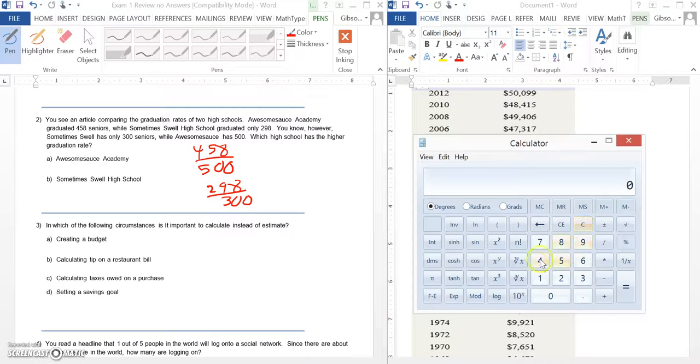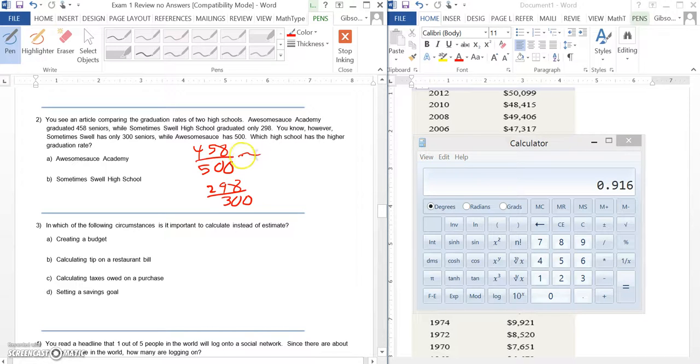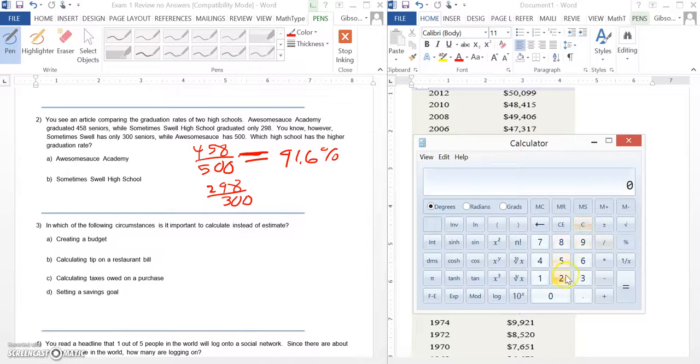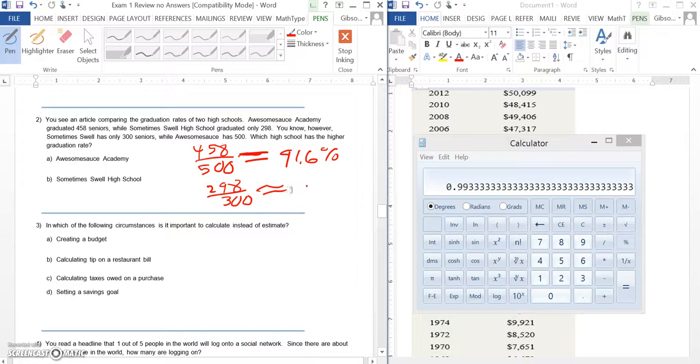Now we could put this in our calculator. 458 divided by 500 is 91.6%. And then we will have Sometimes Swell High School, which is 298 divided by 300, which is approximately 99.3%. So we know Sometimes Swell has the higher graduation rate.